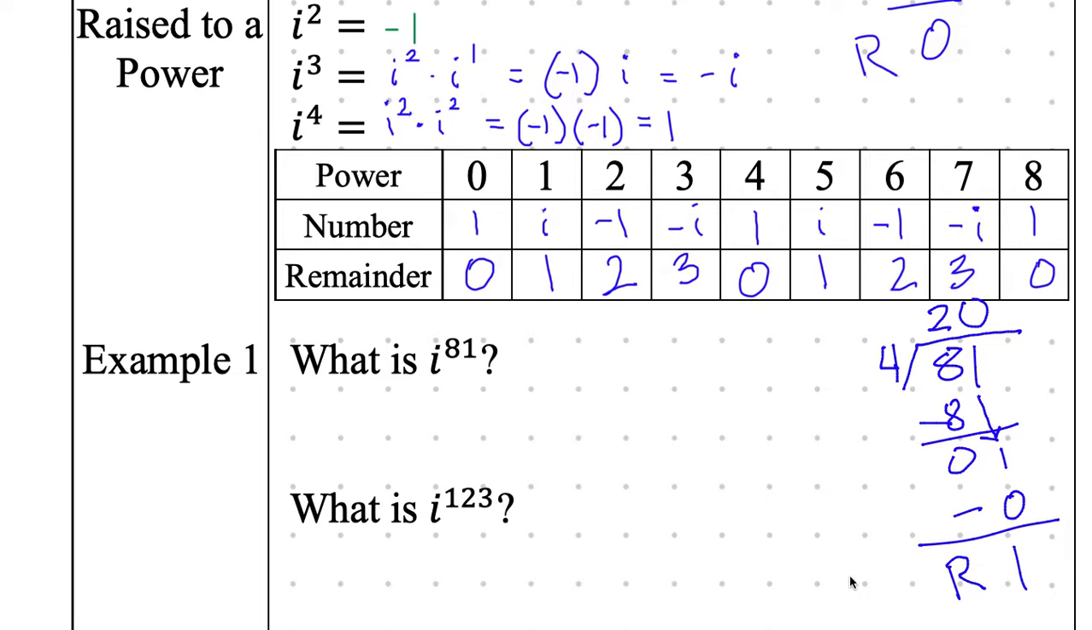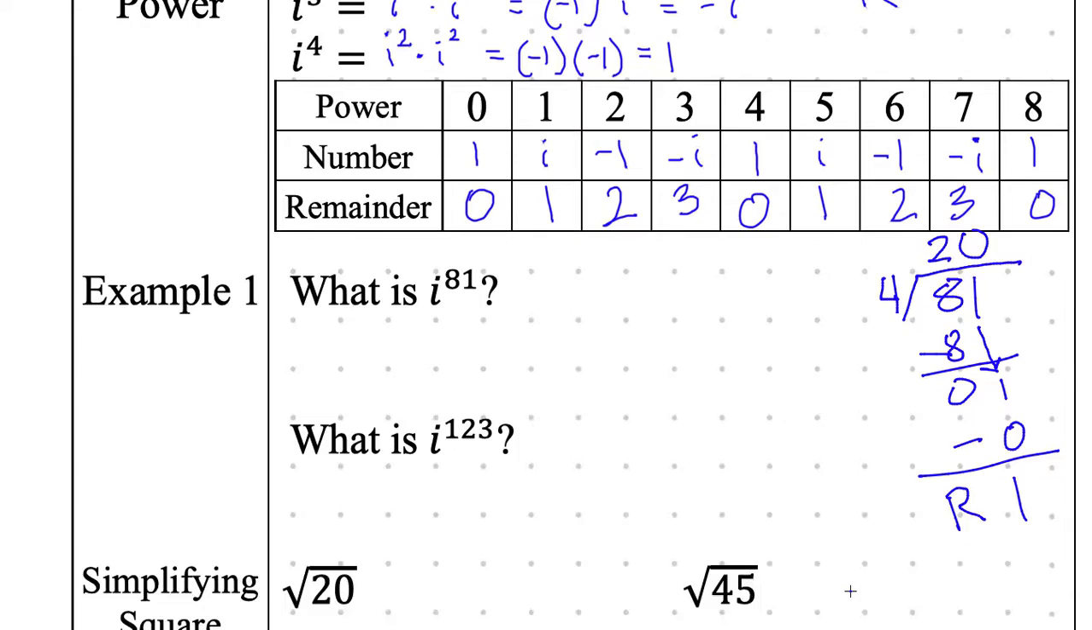Let me boil this down for you guys. How much room do we have on the back? I think we can, so right about here, I will give you the procedure. Step number 1: do the power divided by 4 to find the remainder.